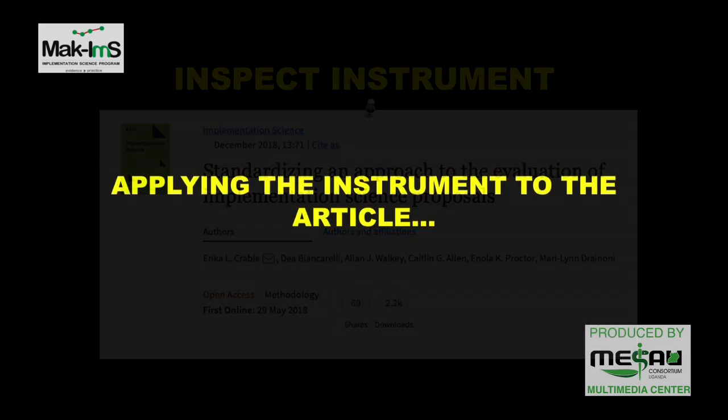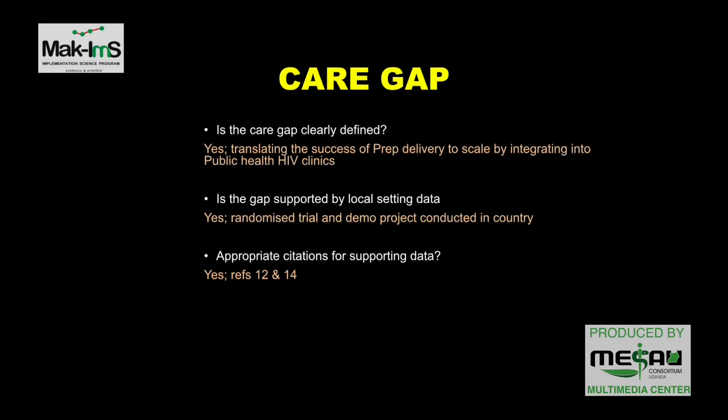And so as part of my overview, I'll just roughly apply it to the paper today, and then Dr. Edith will give the details later. So one of the components of this instrument is to be able to clearly identify what the care gap is. And in this paper, we see that the care gap was clearly defined, and this was really being able to transition PrEP delivery to scale in the setting that they were interested in, that was care. And they used local data to actually support that gap.